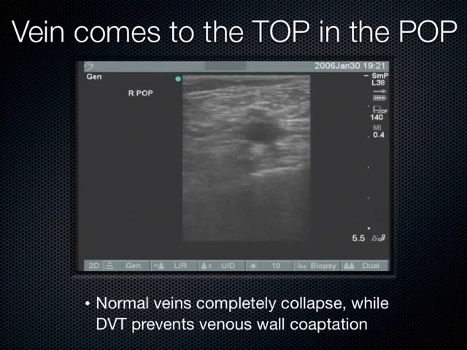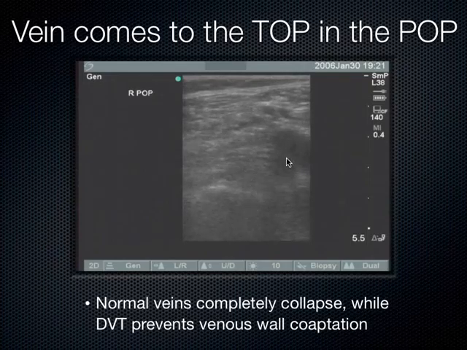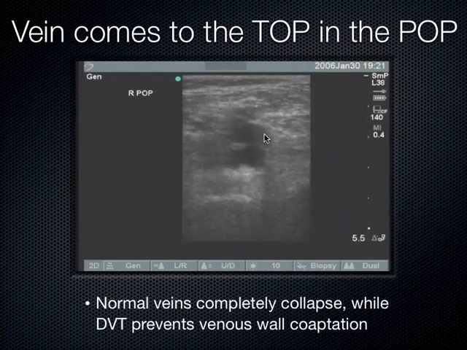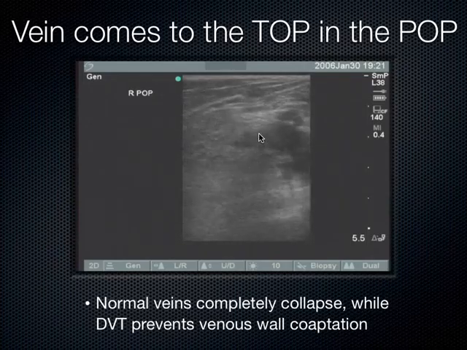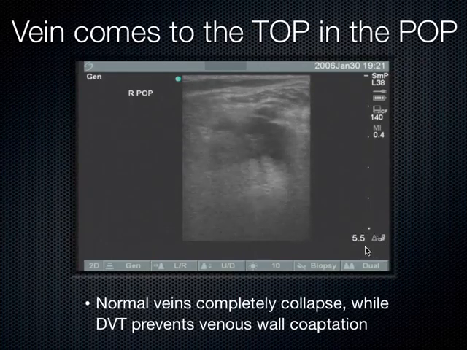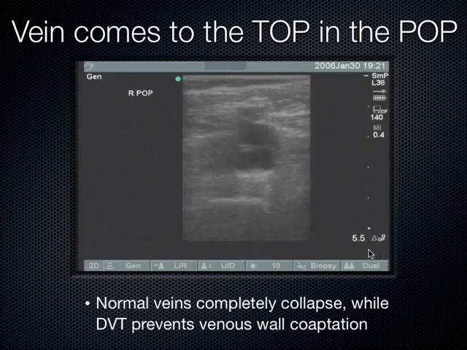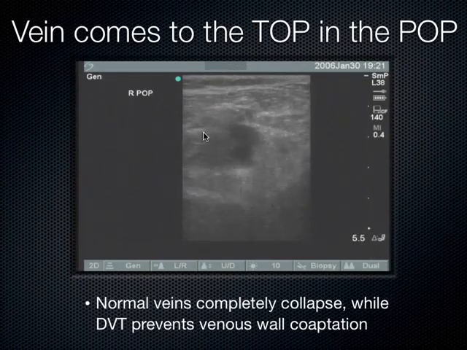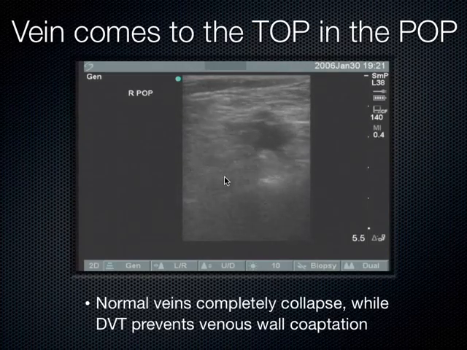Now the vein comes to the top in the pop. This is a normal popliteal vein over here that's easily compressible. You see it up there. They've got the depth way down at 5.5. I would probably decrease that depth to 4 something so that this takes up more screen real estate, right?